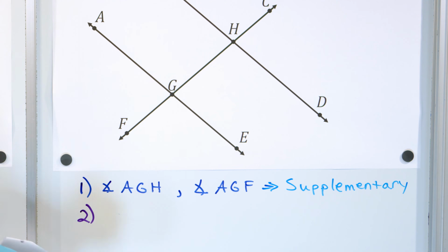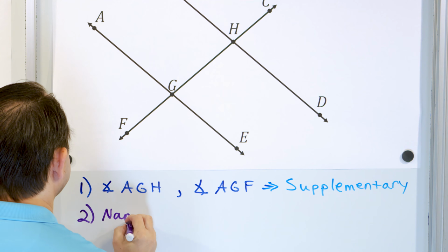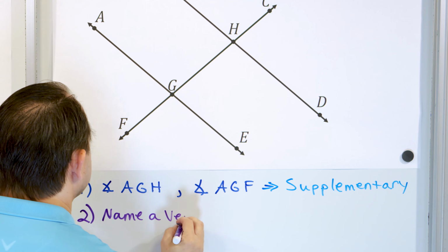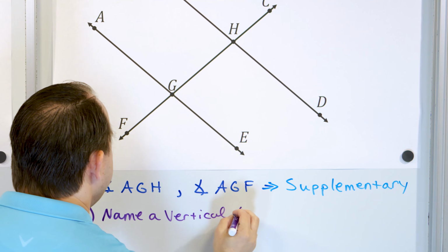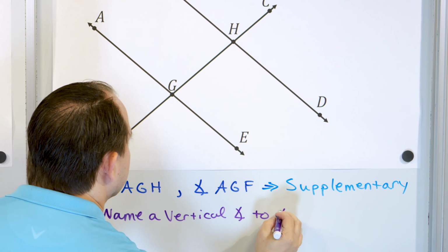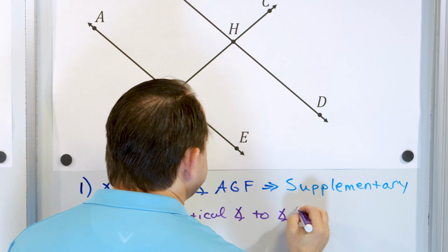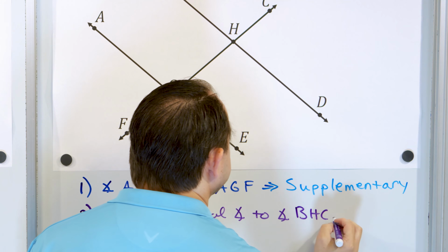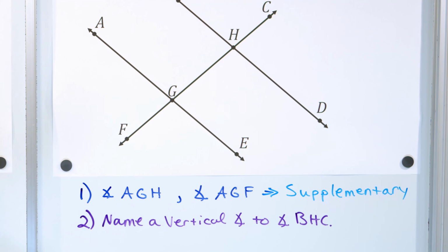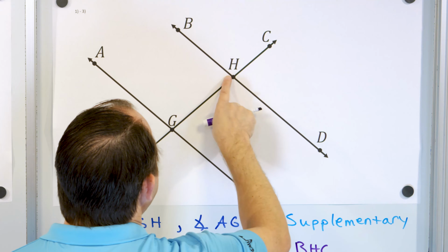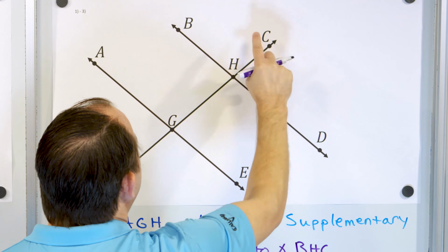All right, so what I want you to do is name a vertical angle to angle BHC. Name a vertical angle to BHC. So BHC is this one right here. What would be a vertical angle?